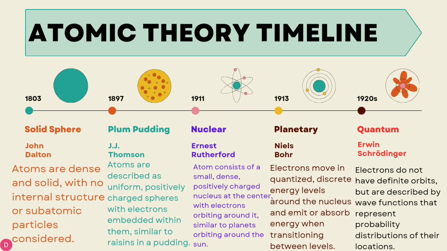First of all, let's discuss the atomic theory timeline. 1803, solid sphere model. The solid sphere model was presented by John Dalton. According to John Dalton, atoms are dense and solid with no internal structure, and no subatomic particles are considered.